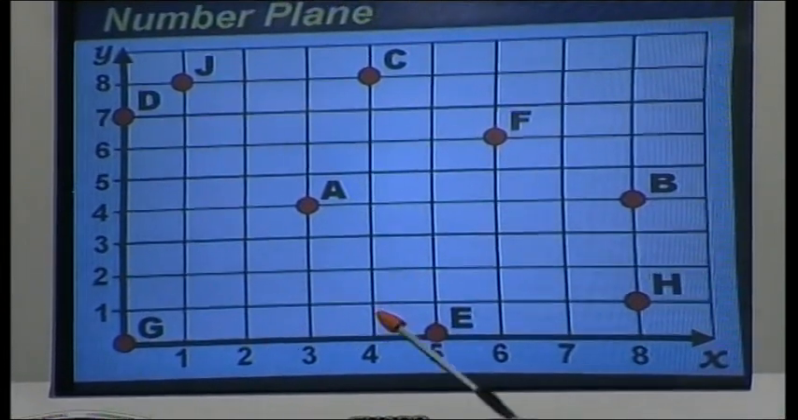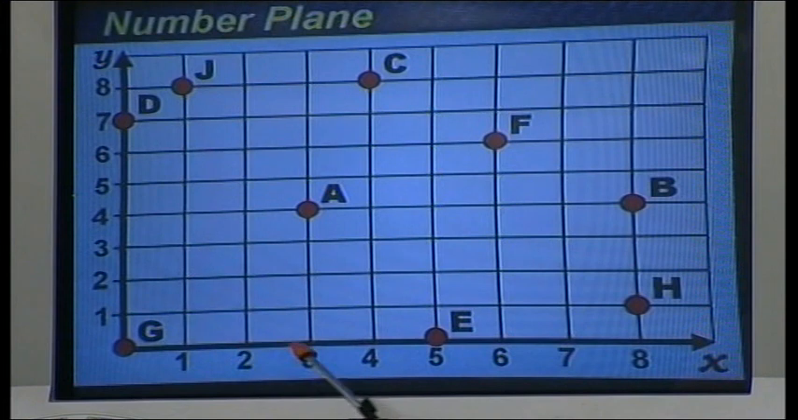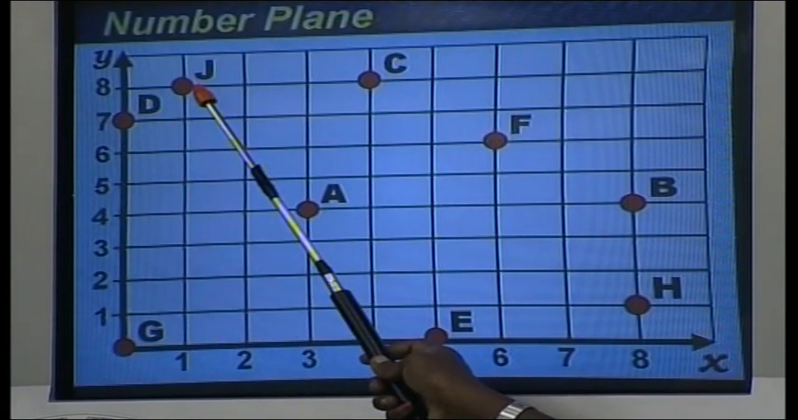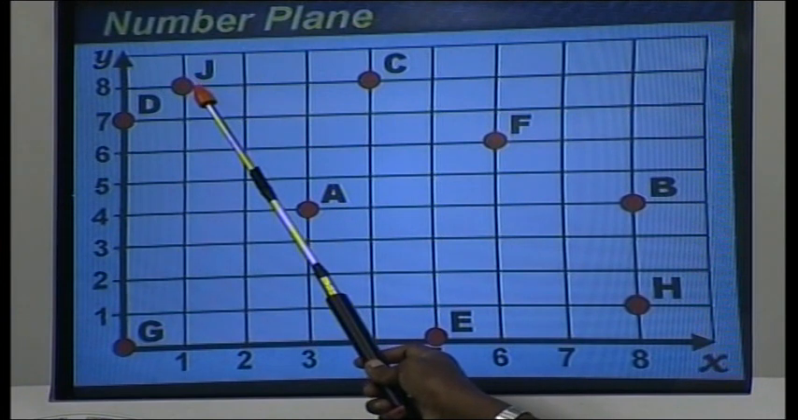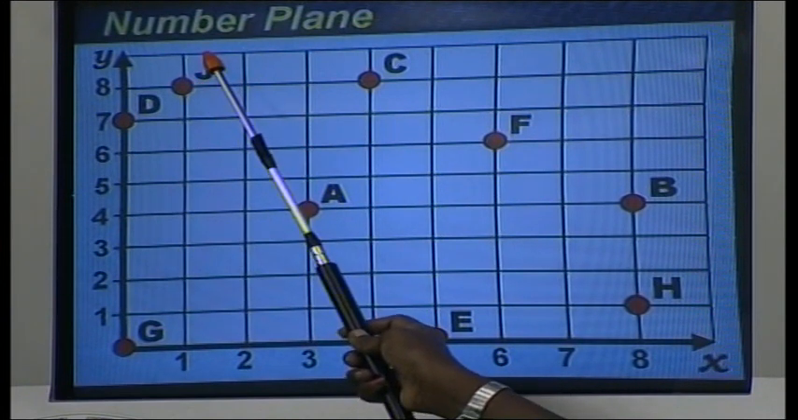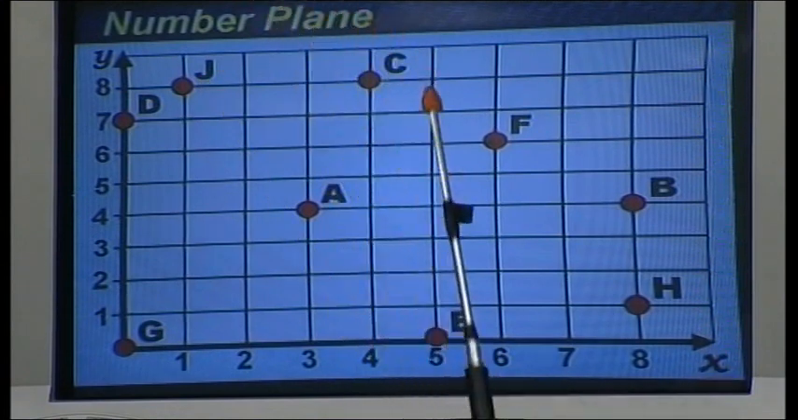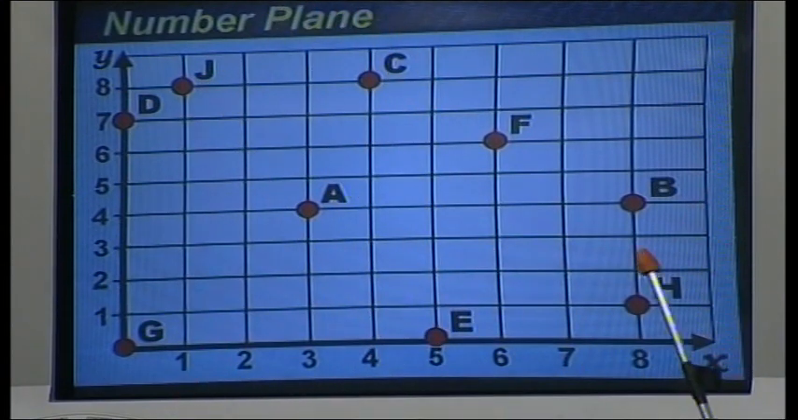C, we have 8, 1. 8 units along the x-axis and 1 unit up the y-axis. So here, as you can see, it is letter H. And the last one, letter D, 1 unit along the x-axis and 8 units up the y-axis. And here you have letter J, that is represented by the coordinates 1, 8.